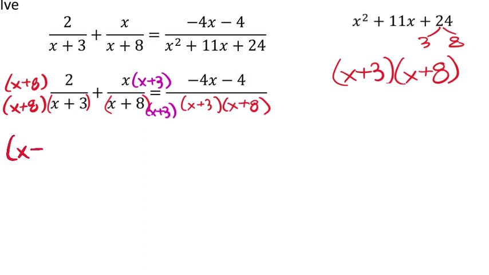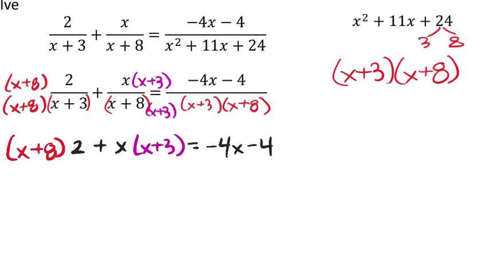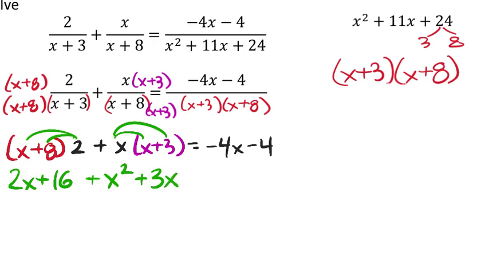So I've got an x plus 8 times 2 plus an x times x plus 3. And this would equal then the negative 4x minus 4. Well, this is nice because we have two distributions on this, right? So we got the 2 times x, which is 2x, and 2 times 8, which is positive 16. Also, we can distribute this positive x. Positive x times x is positive x squared. And x times 3 would be positive 3x's. And this still equals negative 4x minus 4.